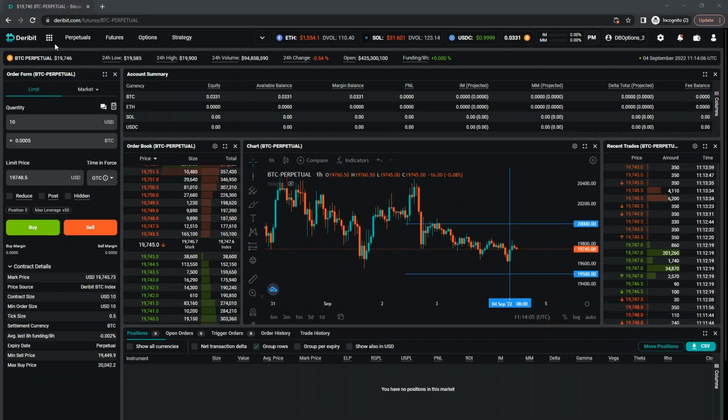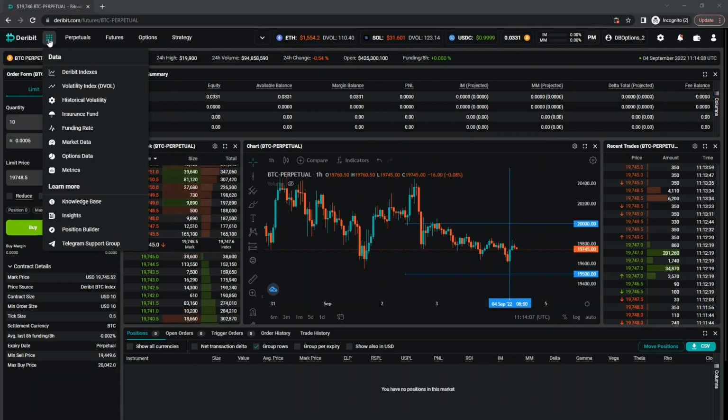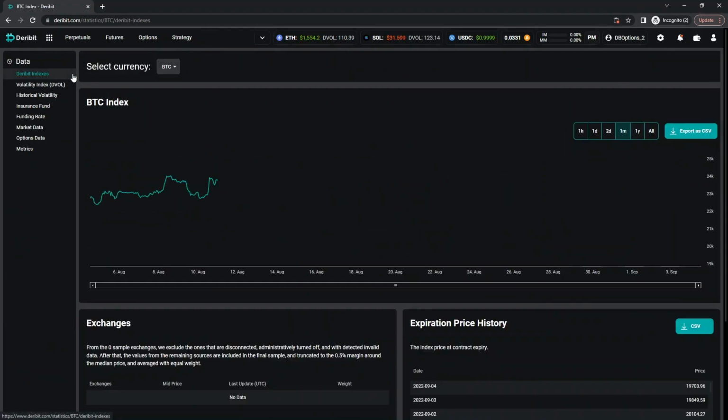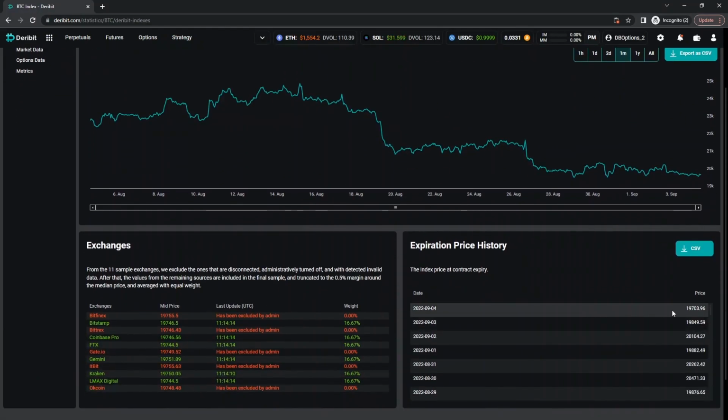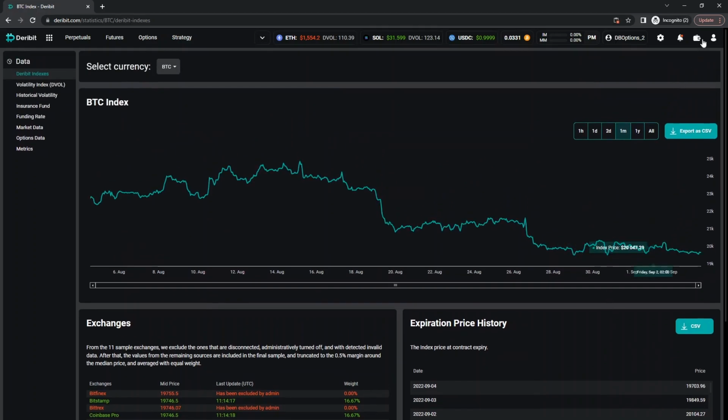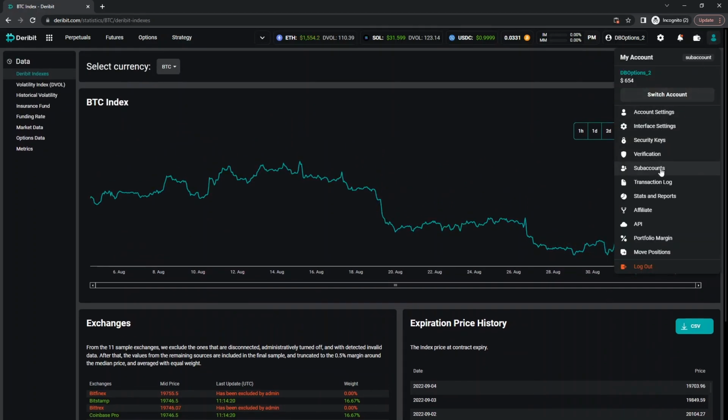To know exactly what price is used to settle the options every day, we can check the indexes page. On this page, we can see the expiration price history list at the bottom. For today's expiration, the settlement price is $19,703.96. This is the price that is used to settle all Bitcoin options and futures that expired this morning. We can see the resulting transactions in more detail in the transaction log.